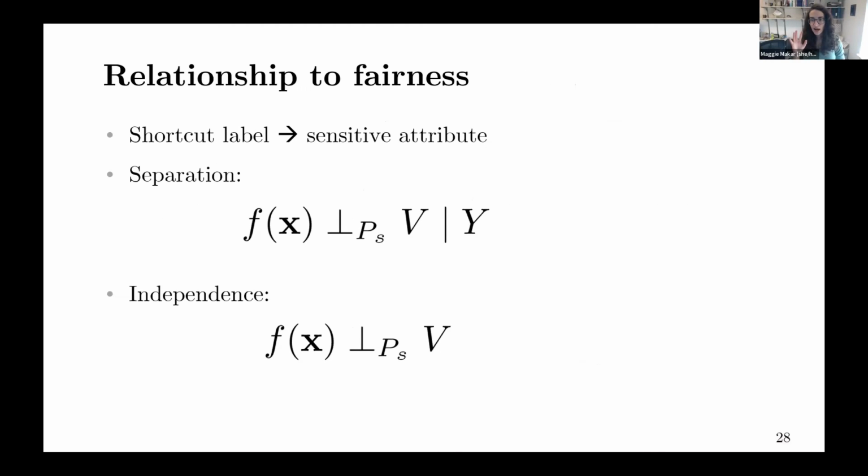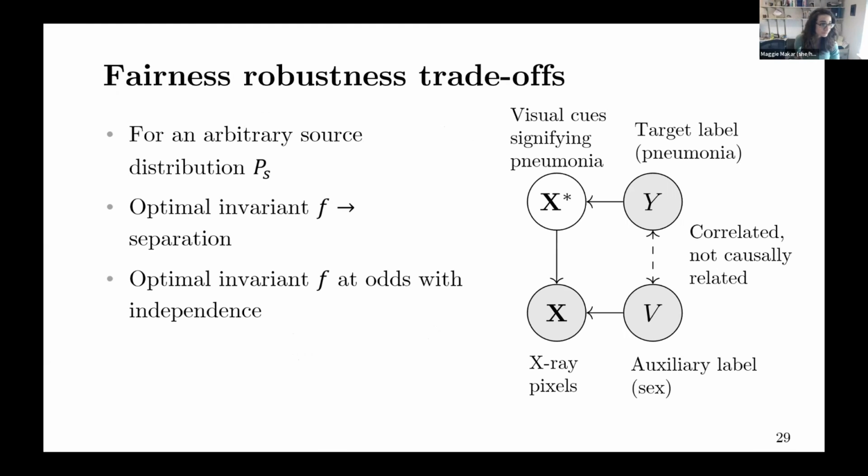Okay, I wanted to very quickly talk about the relationship to fairness in this setting. So you can restate a lot of the things that I said, and instead of a shortcut label, you can think of a sensitive attribute. And in a lot of cases, there are two properties of fairness that people typically look at. The first is separation: conditional on the main label, we want the prediction to be invariant to the sensitive attribute V. The second is that we want it to be unconditionally invariant. I will present the relationship to fairness relatively quickly, but if someone's interested, I'm happy to chat offline.